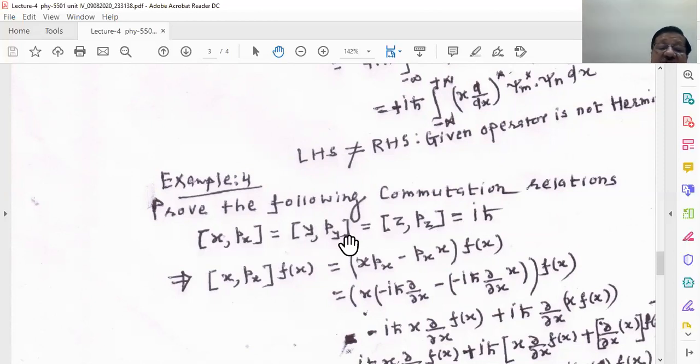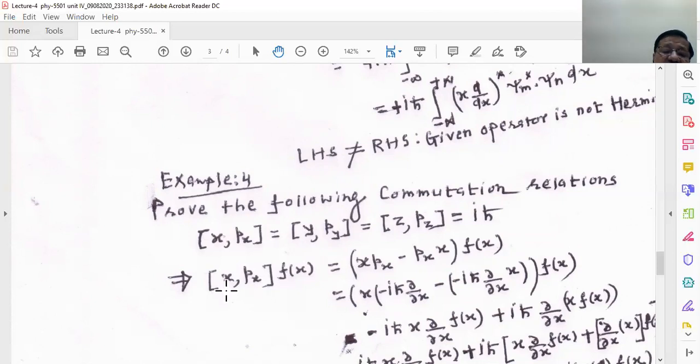So you see, I solve this commutator. I take the commutator x, px. First of all, whenever you have any commutator, you should take that this commutator operates on some function. To solve this, we should take some function. So to compute this commutator, I write it down and take some function f of x.